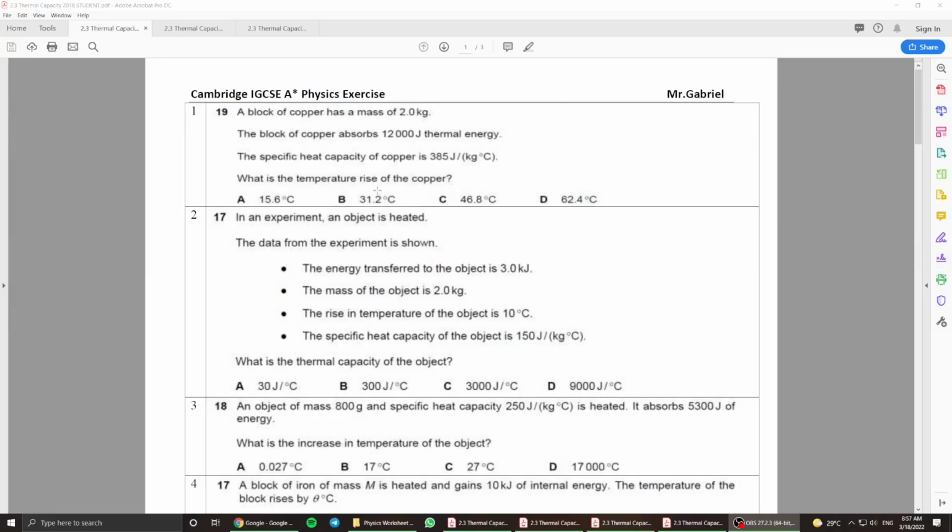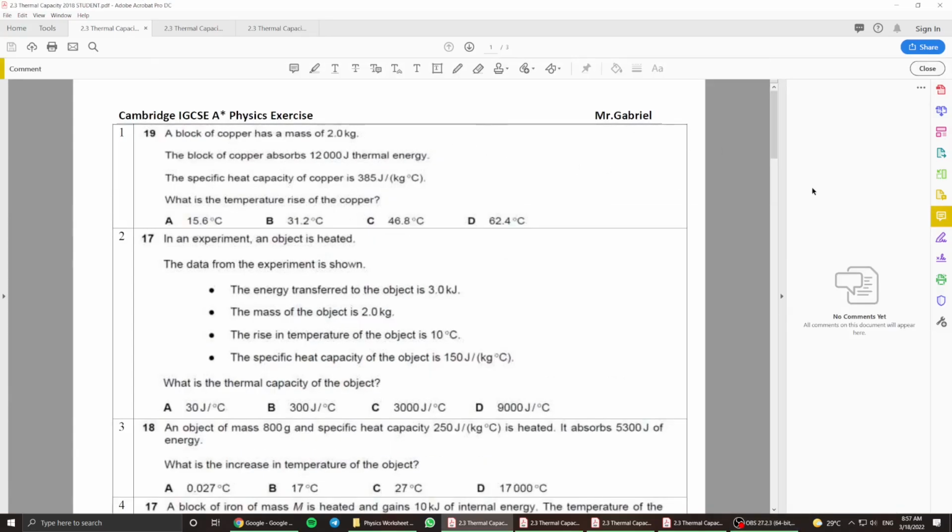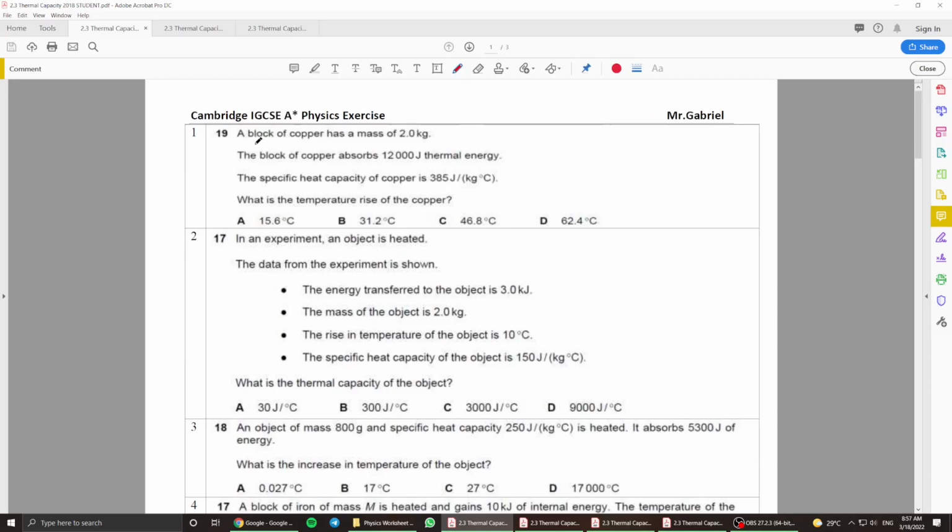Okay everyone, this is going to be 2.3 thermal capacity calculations. Look at the first question here. What do they want from you? A block of copper has a mass of 2 kg. This is going to be a mass. The block can absorb up to 12,000 joules. This is obviously going to be your thermal energy.